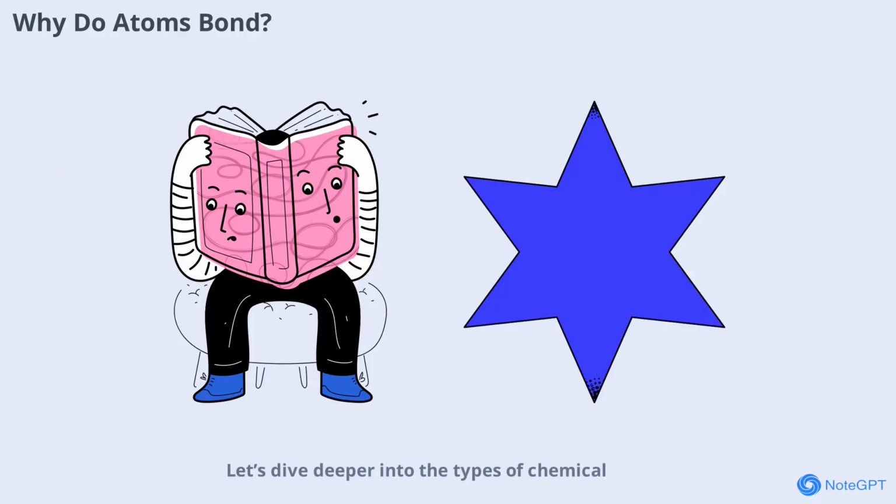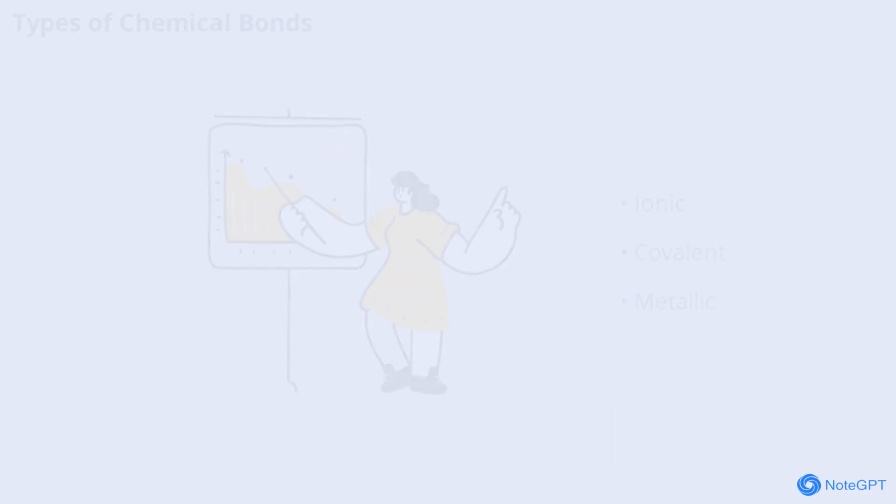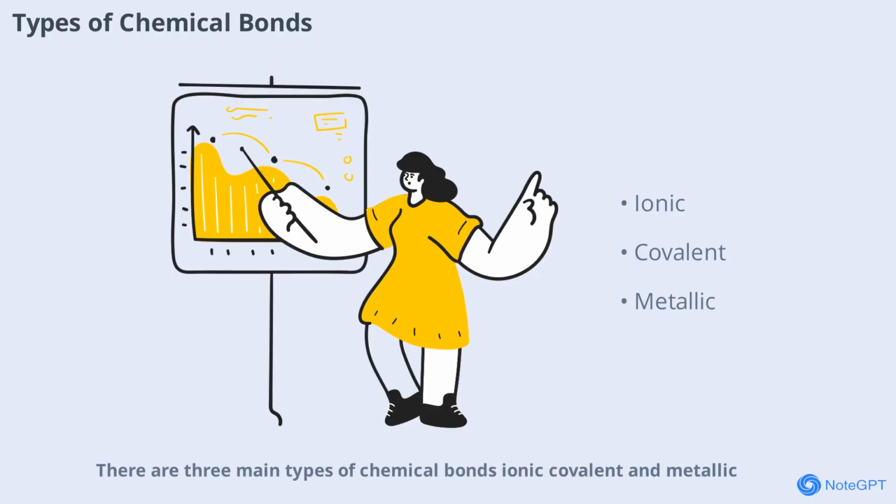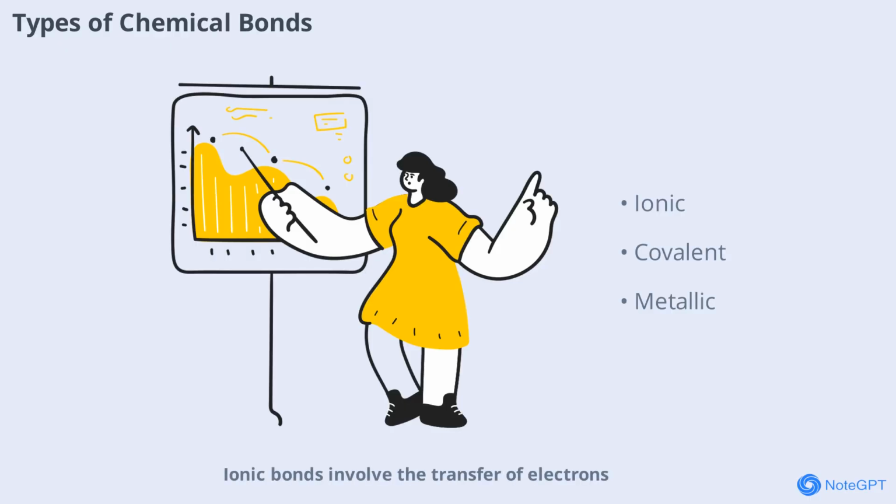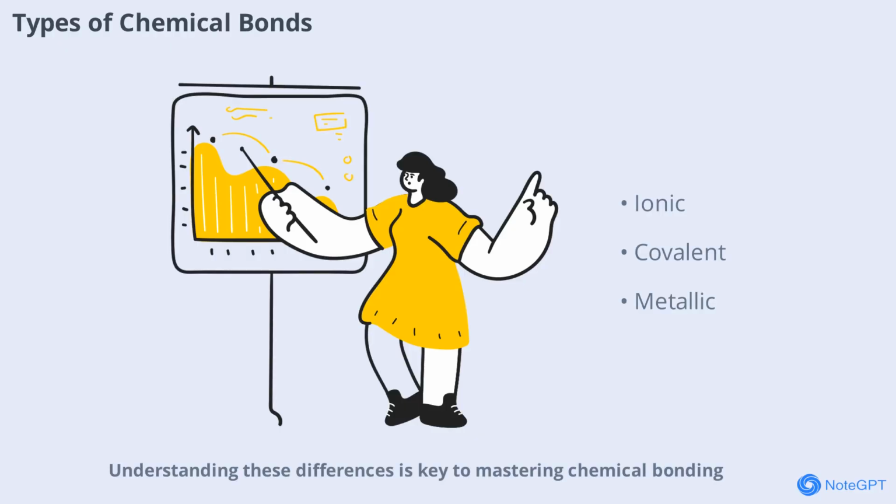Let's dive deeper into the types of chemical bonds that help atoms reach this stable state. There are 3 main types of chemical bonds: ionic, covalent, and metallic. Each type of bond forms in a different way and gives rise to unique properties in the resulting compounds. Ionic bonds involve the transfer of electrons, covalent bonds involve the sharing of electrons, and metallic bonds involve a sea of delocalized electrons. Understanding these differences is key to mastering chemical bonding. In the next scenes, we'll explore each type in detail, starting with ionic bond.